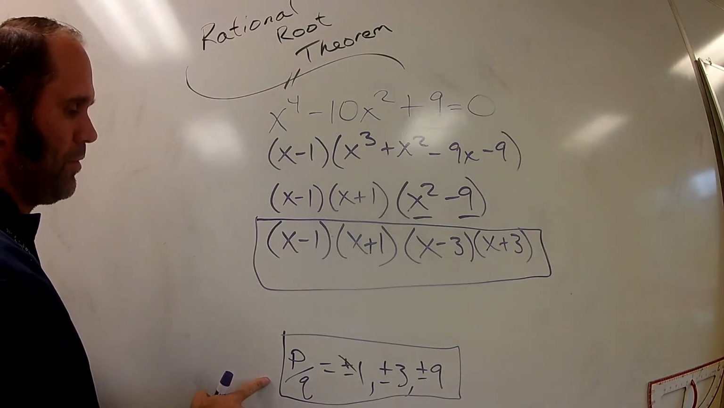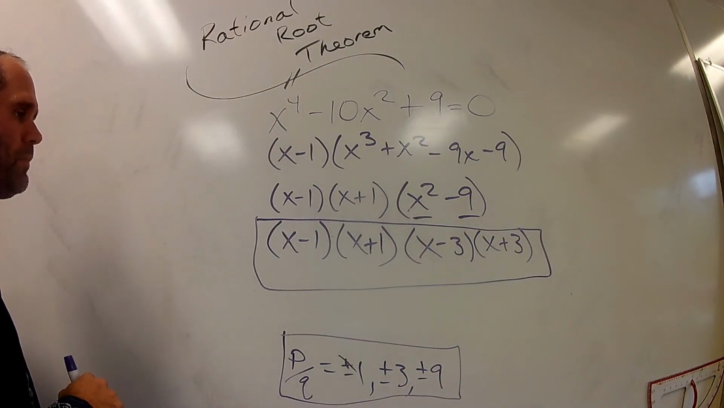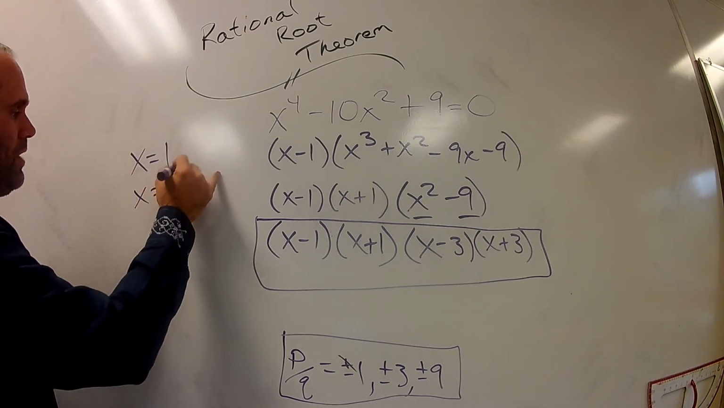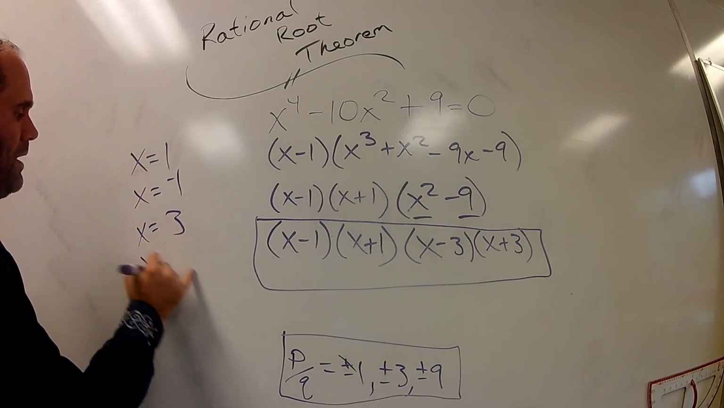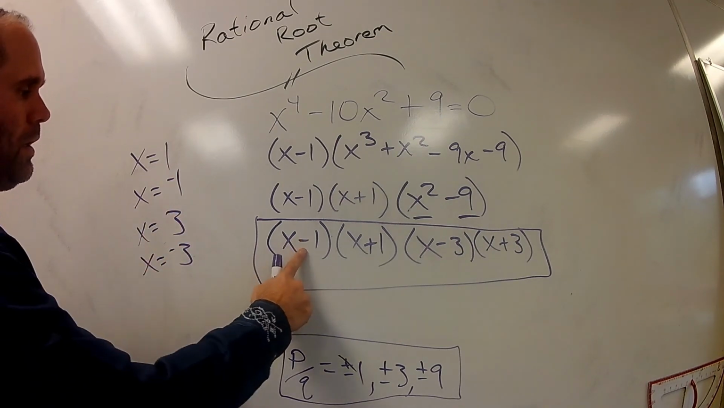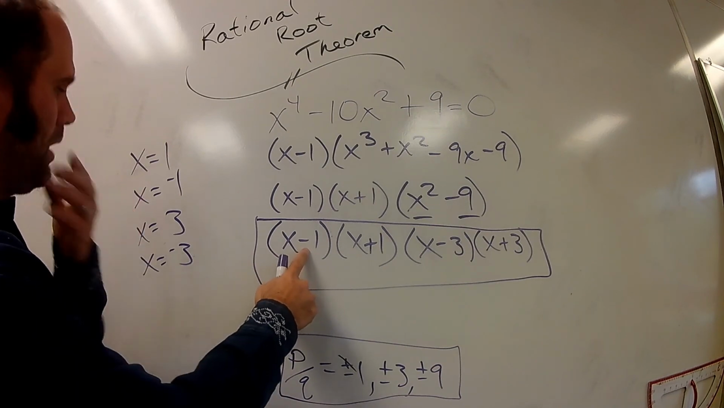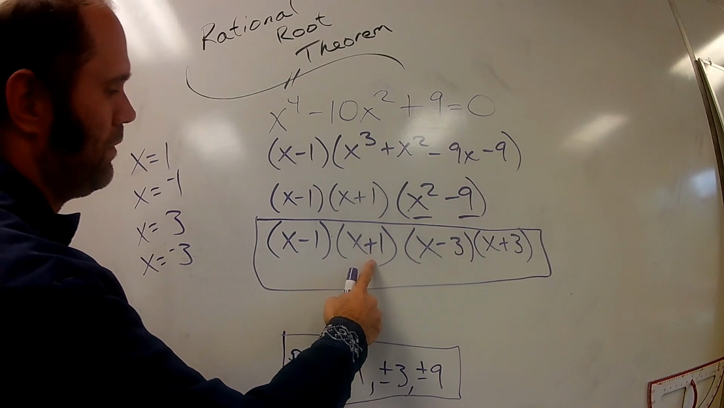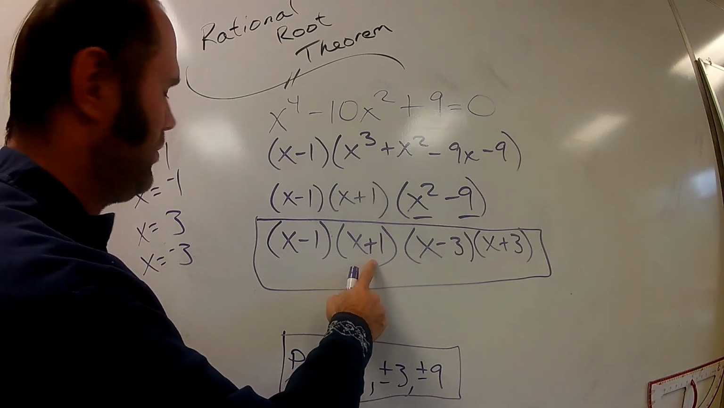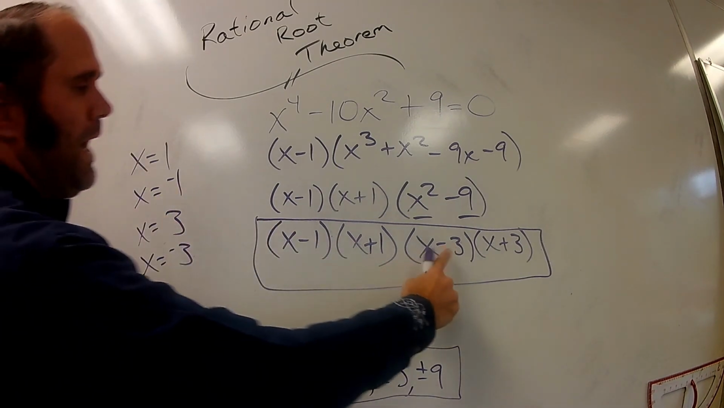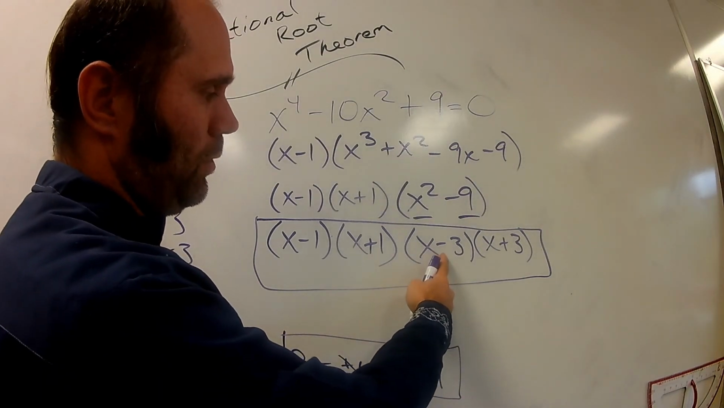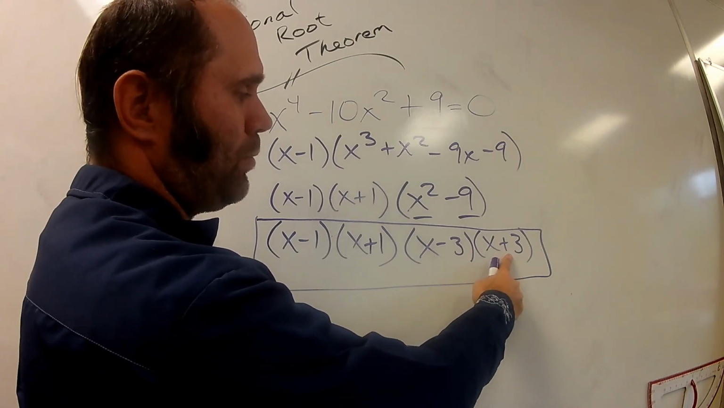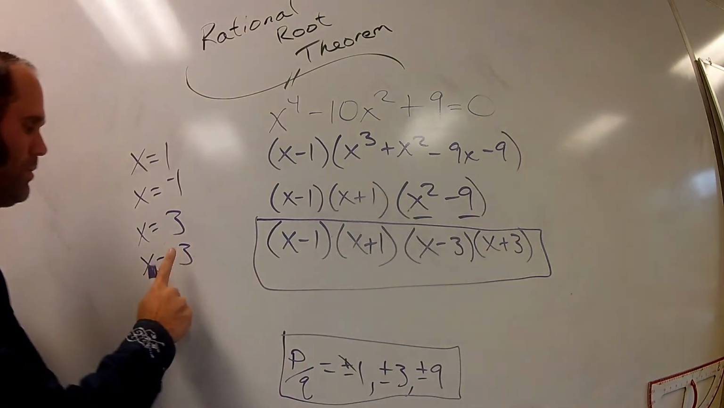We have our possible solutions, and we can state our real solutions, which is x equals 1, x equals negative 1, x equals 3, and x equals negative 3. If we add 1 to both sides of x minus 1 equals 0, we get x equals 1. If we subtracted 1 from both sides of x plus 1 equals 0, we get negative 1. If we added 3 to both sides of x minus 3 equals 0, we get positive 3. If we subtracted 3 from both sides of x plus 3 equals 0, you get x equals negative 3.